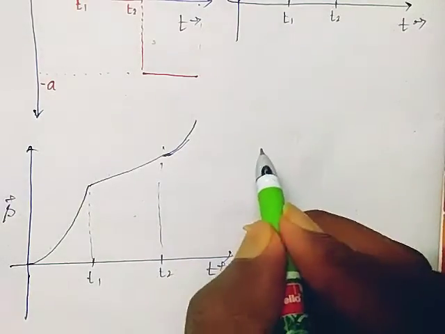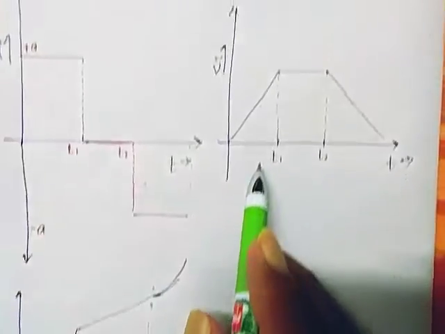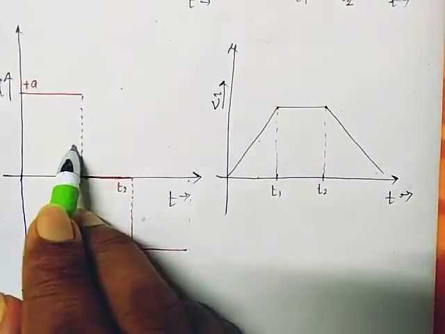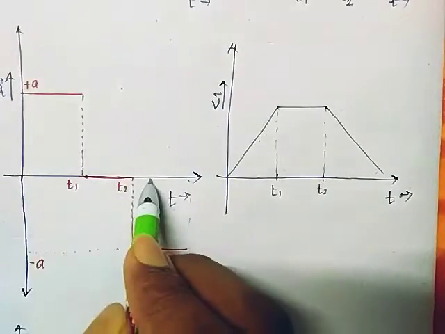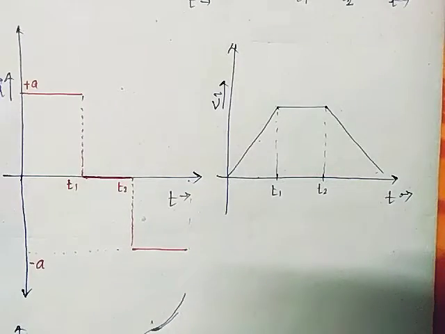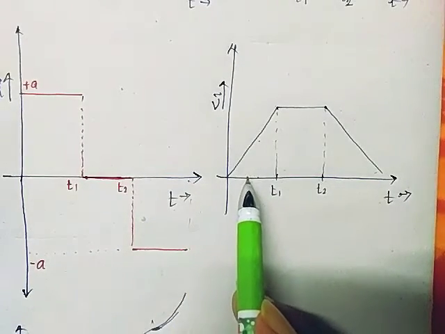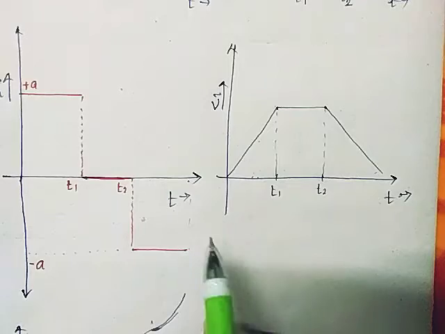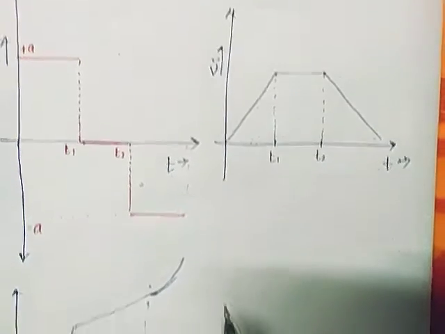Now if I want to draw the velocity versus time graph for this acceleration time graph, we get this. Now if I want to draw the displacement versus time graph for this, how will it be represented? Let us see.